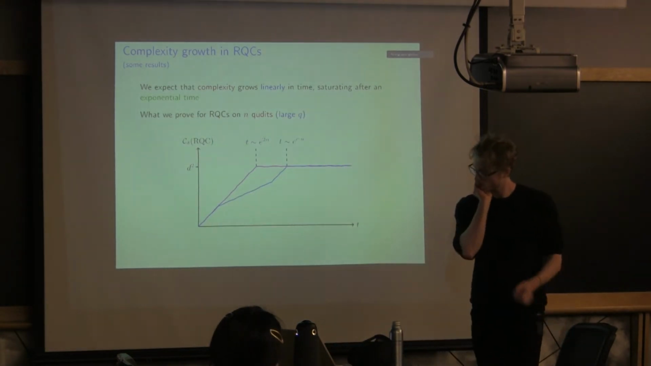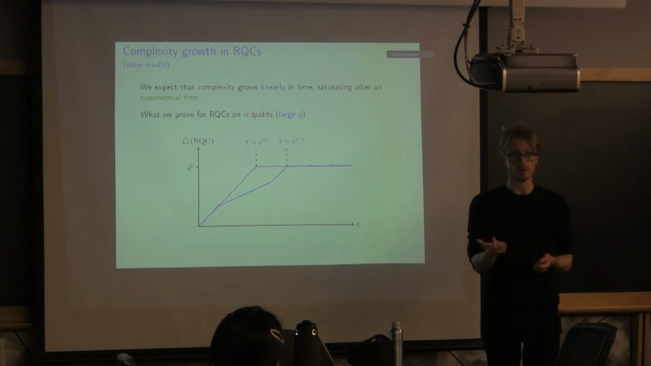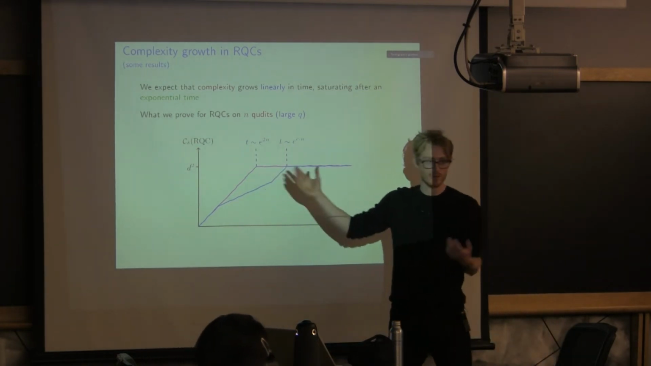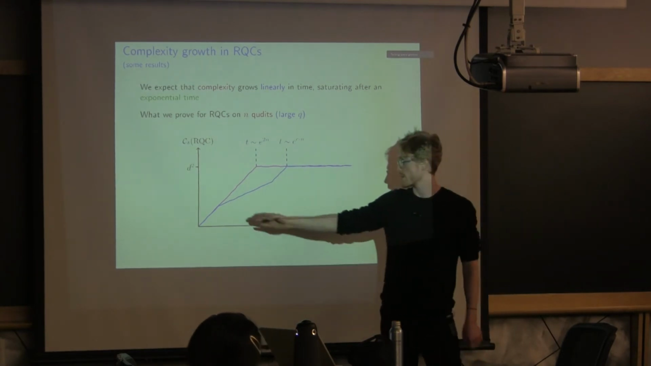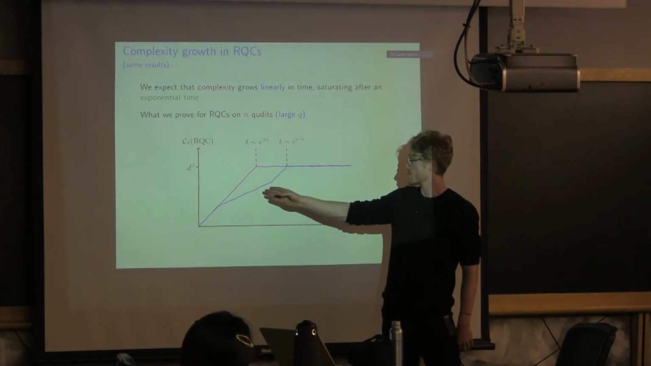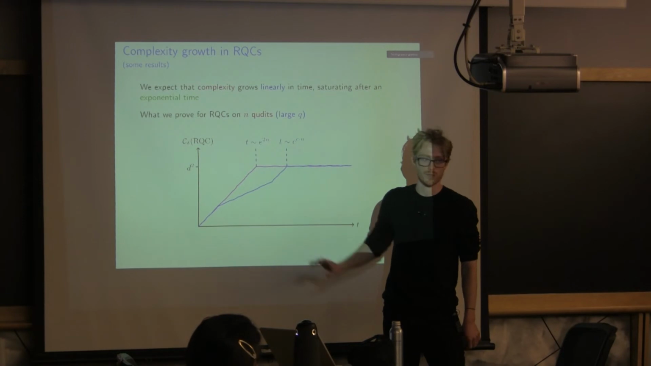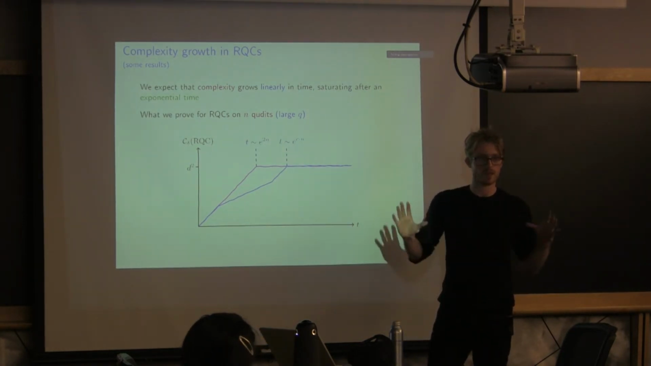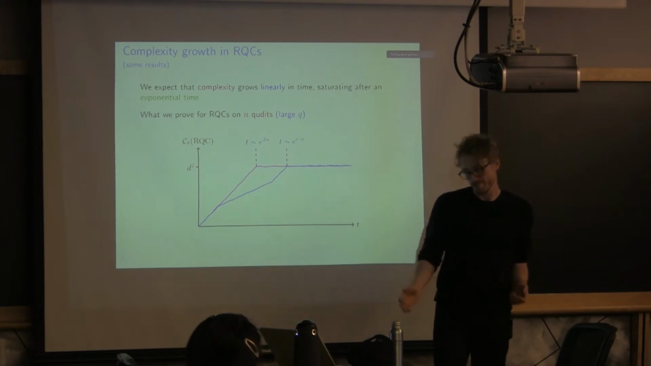And I won't mention this much, but if you take the local dimension to be larger, you get something which is better. If you take the local dimension to be large, you get linear growth for some time, and you also get the saturation time to be better. So basically, taking the local dimension to be some large constant, everything gets a little better.